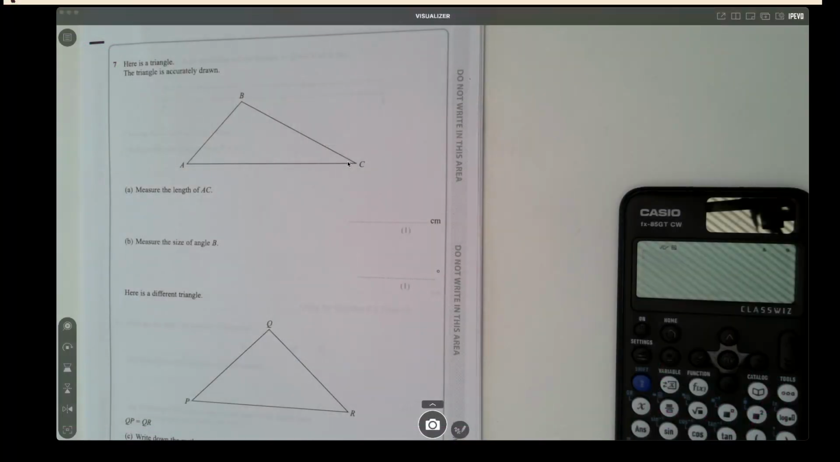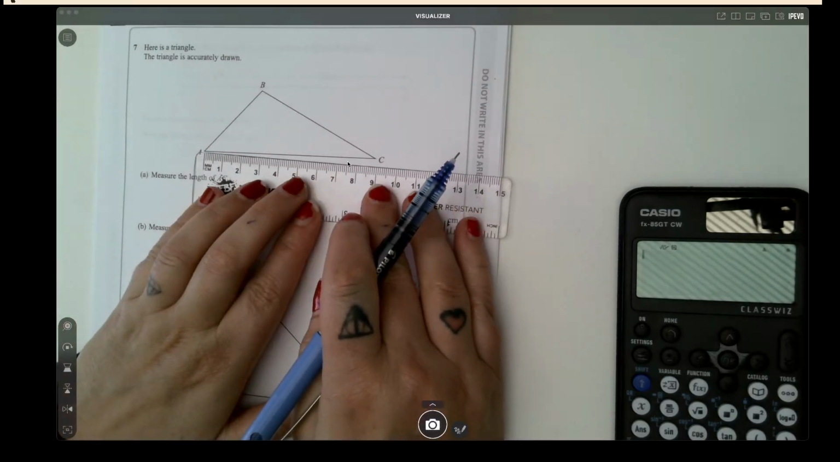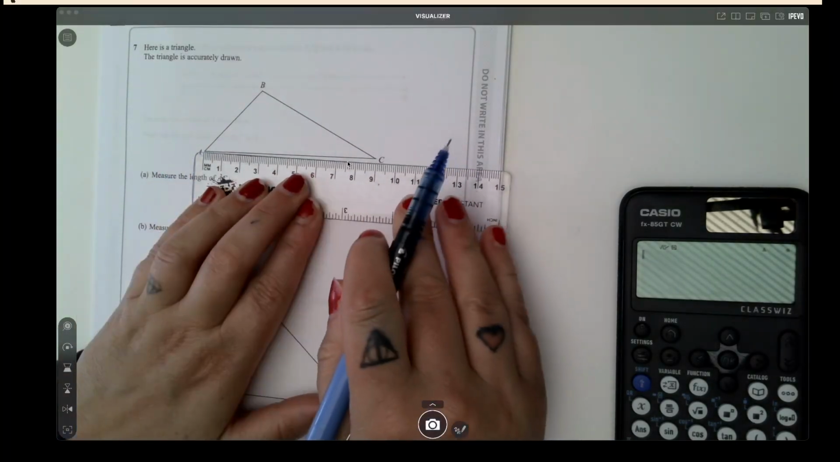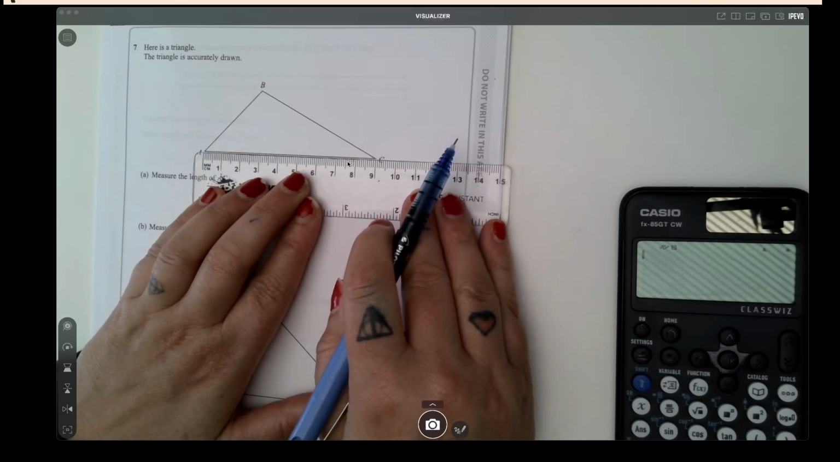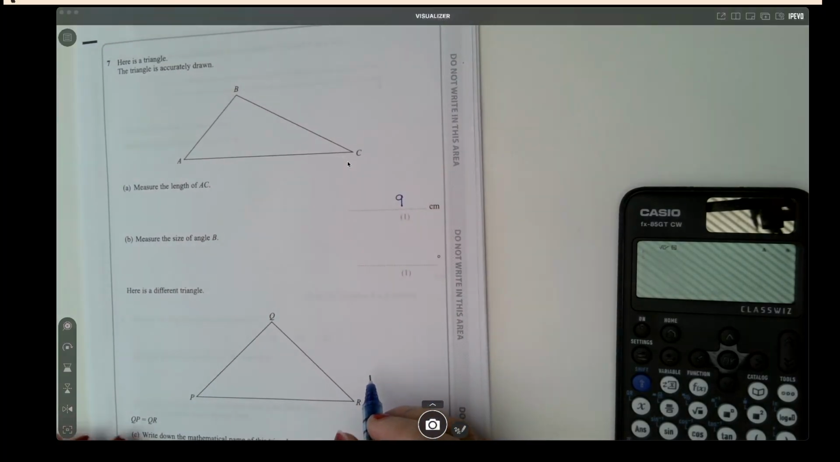Question 7. Here is a triangle. The triangle is accurately drawn. Measure the length of AC. So this is the length AC. I'm going to start my ruler here and then go along, and I get AC measures at 9 centimetres.